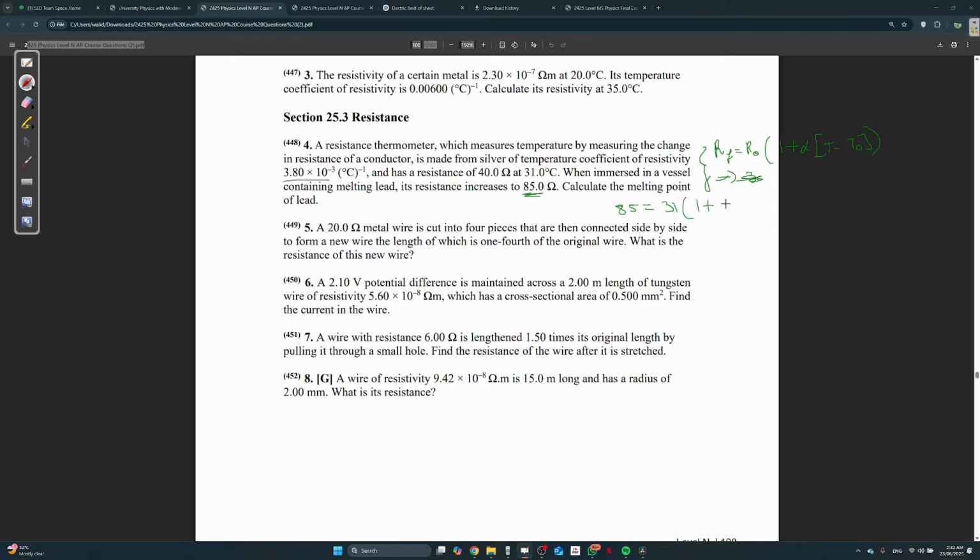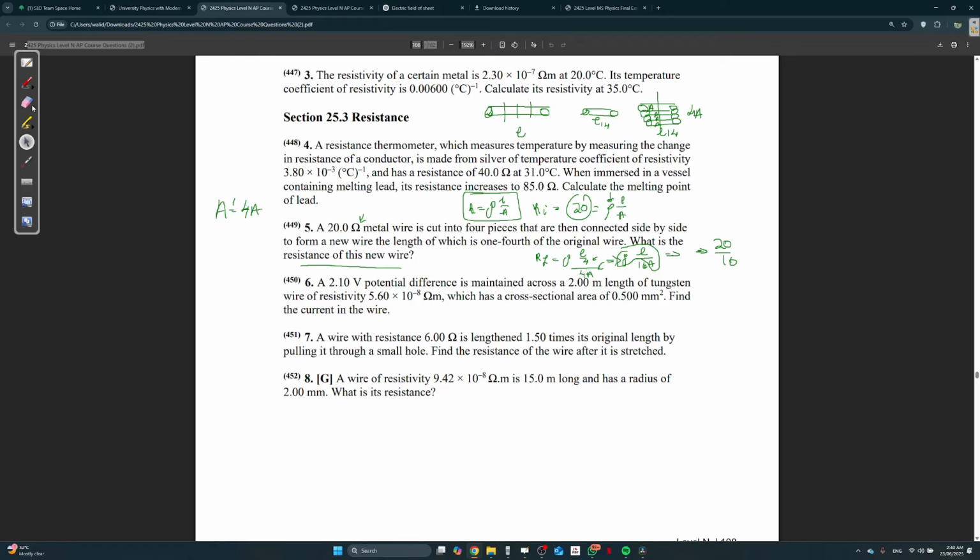Now we know already that rho L over A is 20. So it's just going to be 20 divided by 16, which makes it 1.25. So the final one is 1.25. I don't like what they did here. It feels weird. So 1.25, okay?